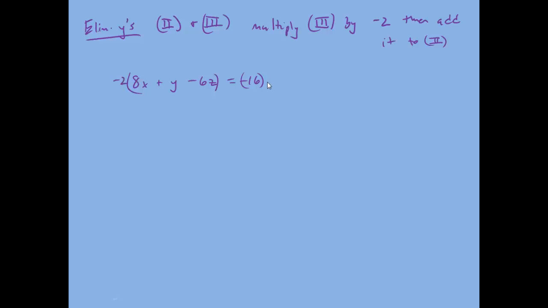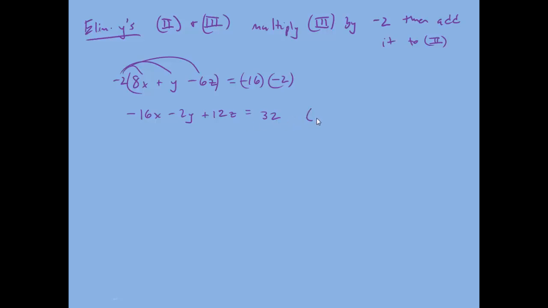So negative 2 times this side, negative 2 times this side. Make sure you do it to both sides. Negative 2 times a positive 8x makes this a negative 16x. And negative 2 times a positive y makes this a negative 2y. And the negative 2 times a negative 6z makes this positive 12z. This is equal to a negative times negative makes this a positive 32. Alright, be very careful here and watch your signs. If you don't watch your signs, the solutions won't come out correct.